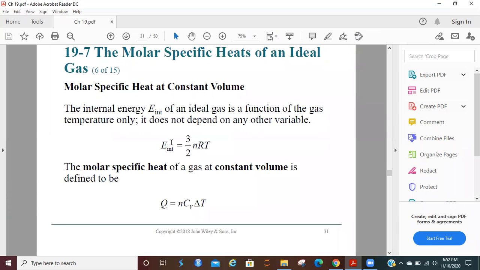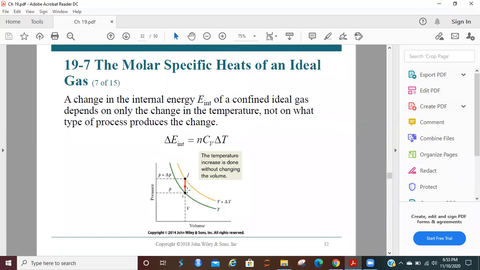Okay, molar specific heat at constant volume. So the internal energy of an ideal gas is a function of the gas temperature only. Does not depend on any other variable. So you've got your internal energy here, and then you've got 3/2 nRT. The molar specific heat of a gas at a constant volume is going to be Q is equal to n specific heat times change in temperature. The change in the internal energy of a confined ideal gas depends only on the change of the temperature, not on what type of process produces the change.